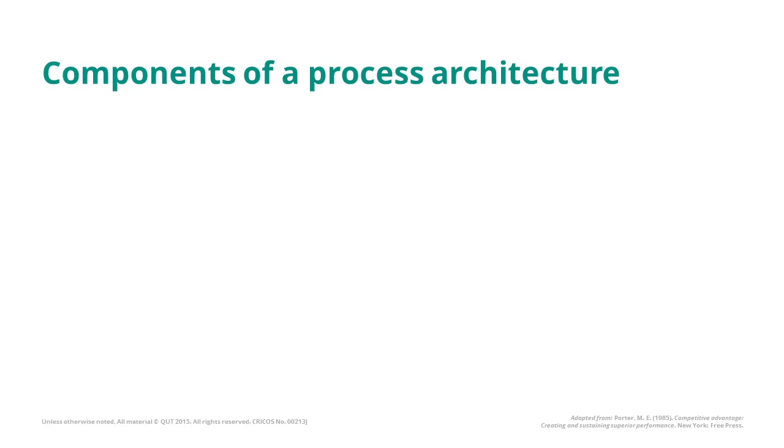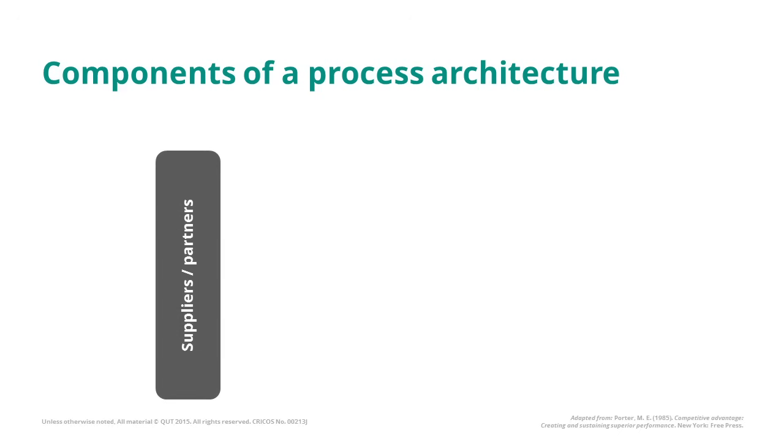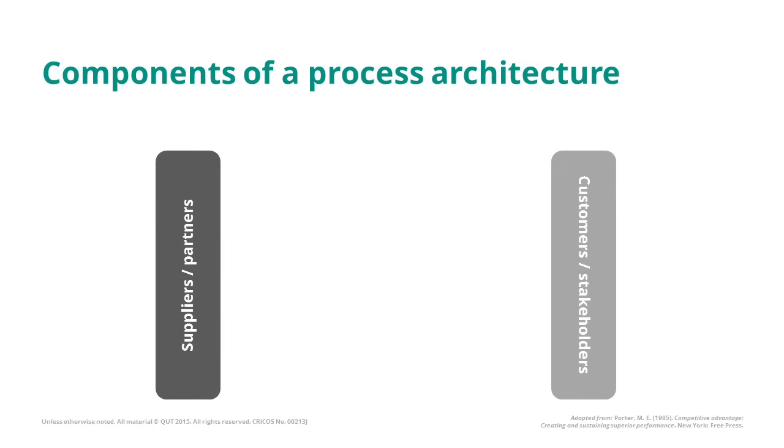So when enumerating processes as part of process identification, it helps to classify them according to the structure of the process architecture that is the main deliverable of the process identification phase itself. We can classify business processes according to three types of processes, and this is a classification that originates from the 80s from Michael Porter. We can define a process architecture by identifying suppliers and partners on the one hand and customers and stakeholders on the other hand, and then three classes of business processes.